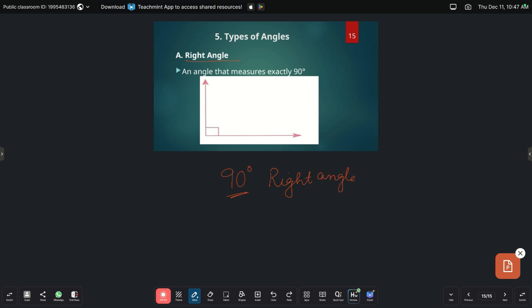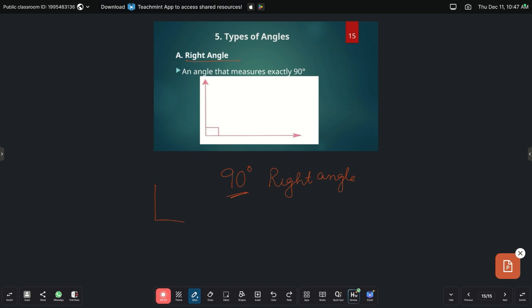As you can see in the figure here, it is a right angle. When you place a protractor here, you can see this ray lies at 90 degrees. So here it is a right angle. I will give you an example. Suppose you are writing the alphabet L. Right? Look, it is a right angle.